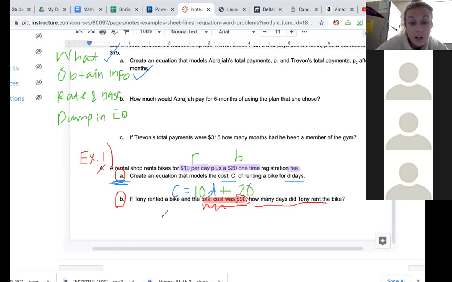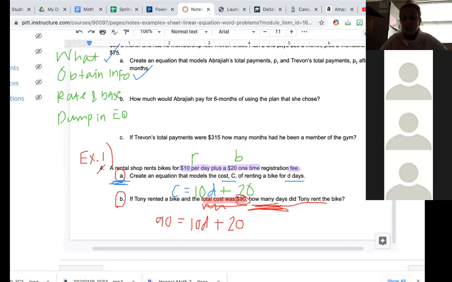So do you guys agree? I'm telling you that the cost is $90. And what does it want us to find? How many days. Good. So we don't know what D is, but we do know 10D plus 20 is going to equal 90. So now, Shia, this is where you said, oh, so we don't have to solve. Now you do. So let's review.